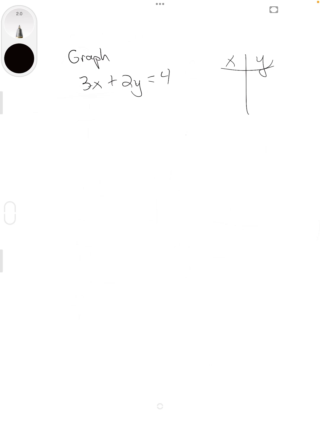I always pick 0. So if x is 0, then this becomes 2y equals 4. Well, 2 times 2 is 4. Easy enough. If y is 0, well, then it becomes 3x equals 4, or x equals 4/3. Okay, so that's not that hard. It's a little hard to graph when you're graphing 4/3 though.